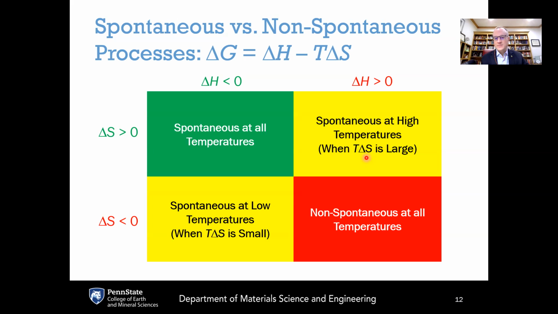If we flip that around here in the lower left quadrant, this is a process that is enthalpically favored because the delta H is less than 0, but entropically unfavorable because the entropy goes down. So enthalpy wants the process to occur. Entropy does not want it to occur. Again, entropy always wins at high temperatures. So at high temperatures, this process is non-spontaneous. The enthalpy always wins at low temperatures. And so that means that the process is spontaneous at low temperatures.